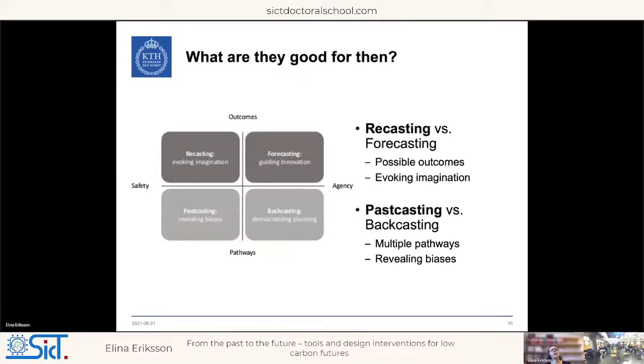And when it comes to backcasting, we think it's good for democratizing planning, since it can be done in a participatory way. That's when you're looking for a particular future that you're steering towards. But if you do that in the past, we think it could also reveal biases, showing what's hindering us from reaching the targets and goals that we have.